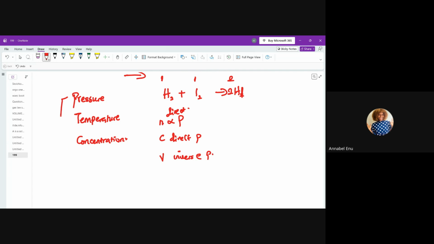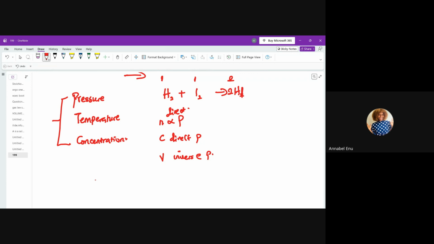Now all these are factors, right? They are factors that disturb chemical equilibrium. So we already said chemical equilibrium has to do with balance, right? Between the forward and backward reaction processes. Okay. So they must be happening at the same rate.